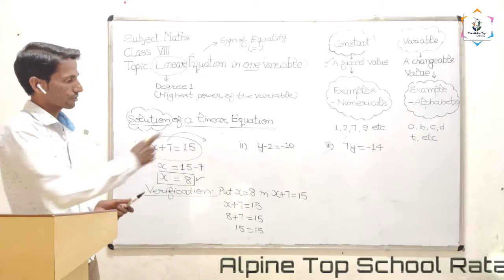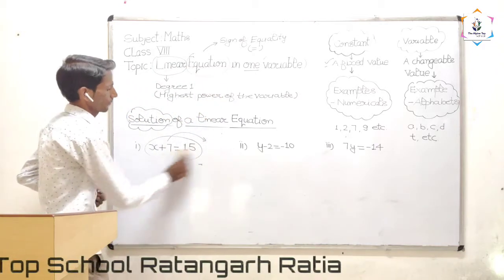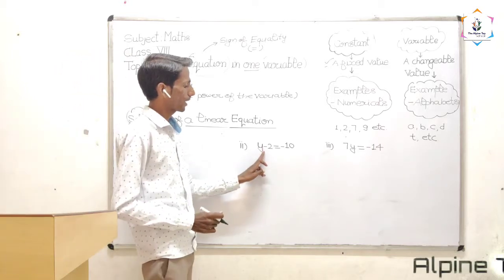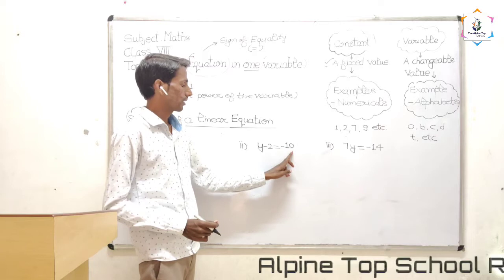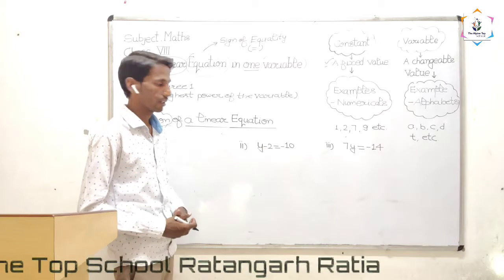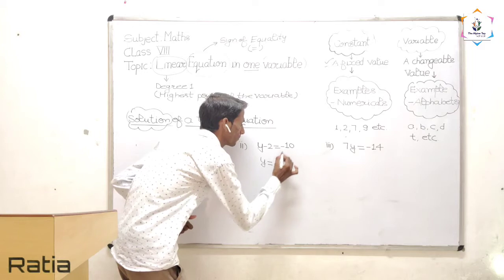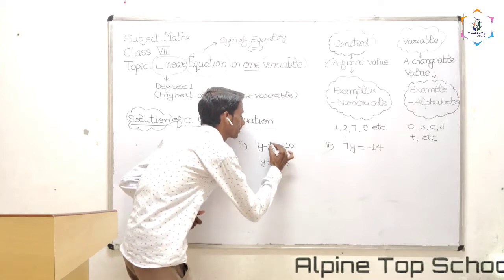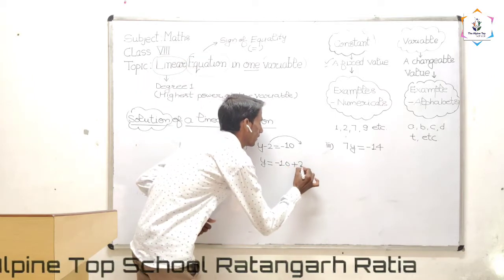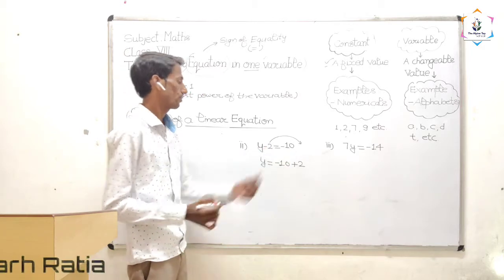Now students, we are going to study one more example that I have mentioned already. Example number 2. We have a linear equation y minus 2 is equal to minus 10. In the first problem you saw a positive sign, but now there is a negative sign. Now how can we solve it? The same transposition method can be used here. You have to transfer this negative 2 to the right hand side. It will have a positive sign when you transfer minus 2 from left to right.